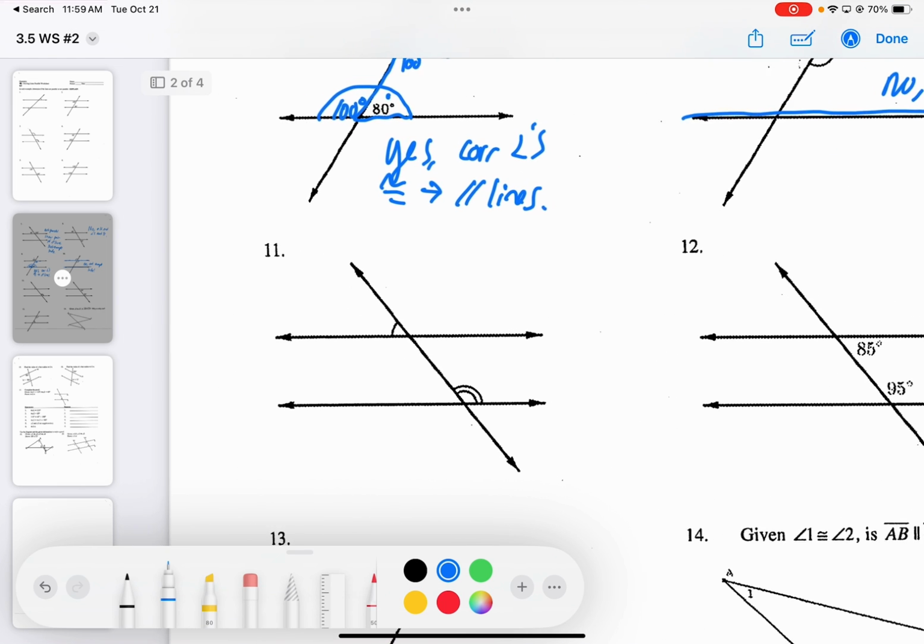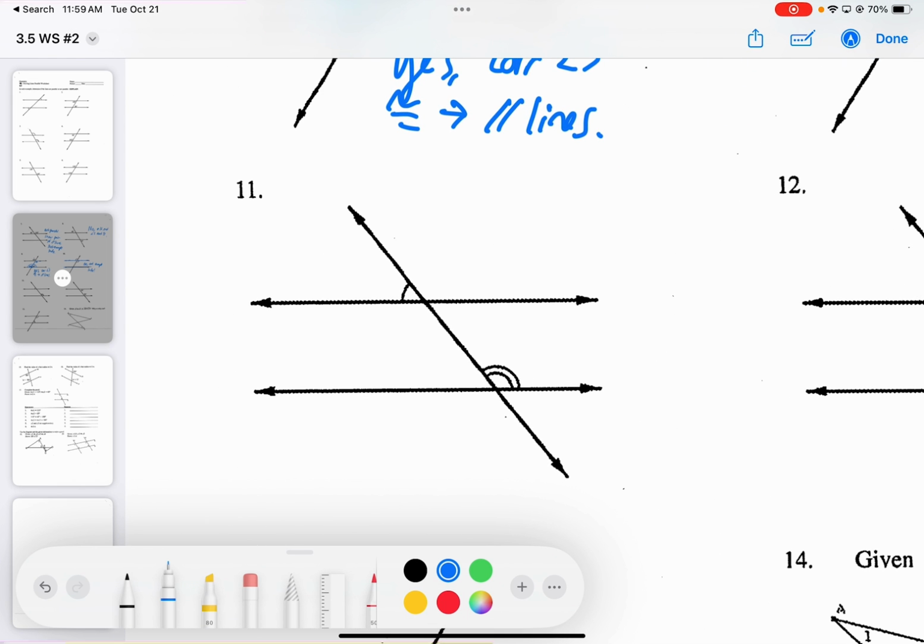All right. What about 11? No. Why not? The double arches. Yeah, those angles aren't congruent to each other, right? And even if we played the game that we did last time and said these have 2 arches and this has 1 arch, I don't know that those equal 180. They don't tell me that. So I would say no. Not enough info.